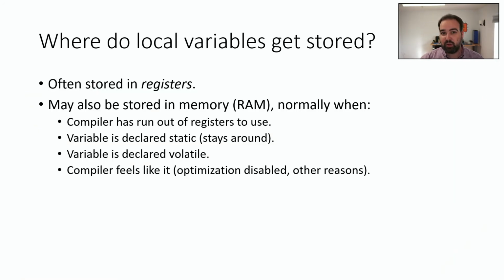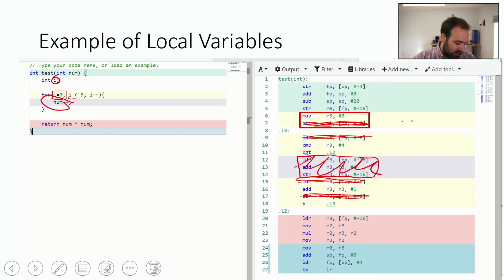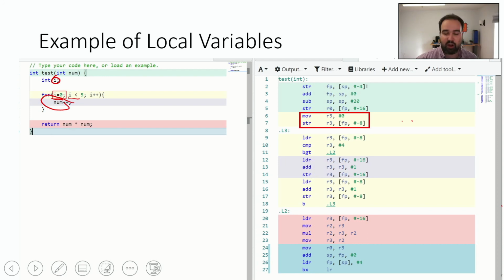When will it be stored to memory, so not just in the registers? If the compiler runs out of registers, there's only so many. If the variable's declared static, it's always stored in memory because the value stays around. If it's a global variable, it's going to be in memory, since it stays around. Sometimes it's just an optimization thing that will change over time. So if you compile one program, it'll put it into memory like we have right here. Another time, it won't put it into memory. So there's no hard and fast rule if it's just a standard sort of function.